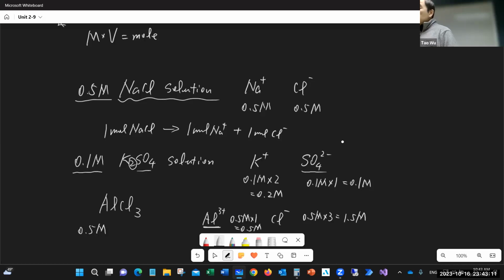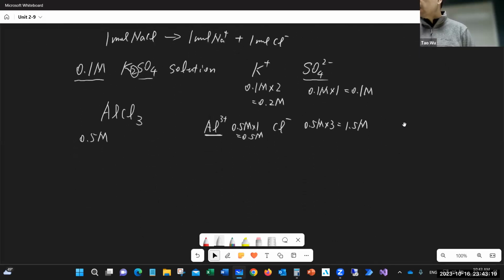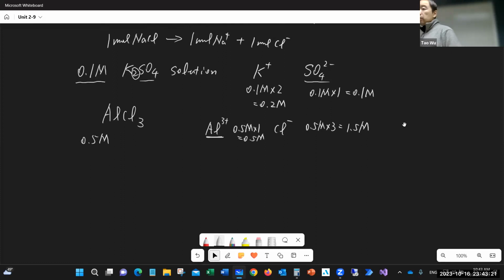Okay. So generally, this is pretty much what I'm going to talk about for solutions. We know how to figure out molarity, by definition moles over volume, and how to use the concentration of the solution to figure out the concentration of the ions inside solutions.